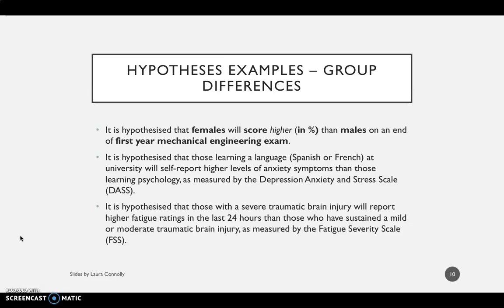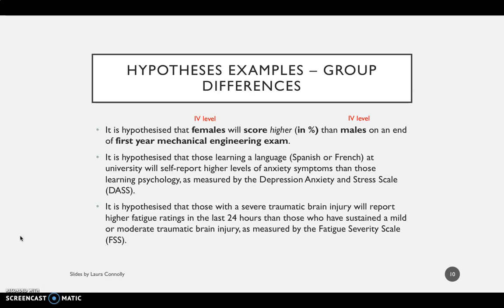Let's have a look at some examples of effective hypotheses for group differences. So let's just say we're looking at using a t-test for this first hypothesis. In this case, we've hypothesized that females will score higher in percentage than males on an end of first year mechanical engineering exam. Let's break this down in terms of the important components of the hypothesis.